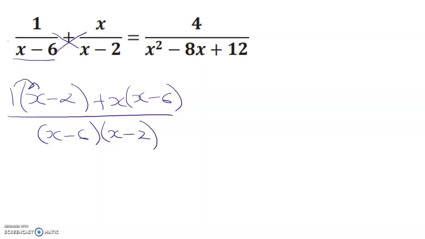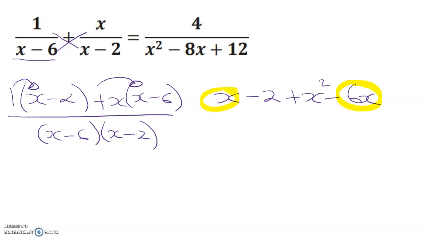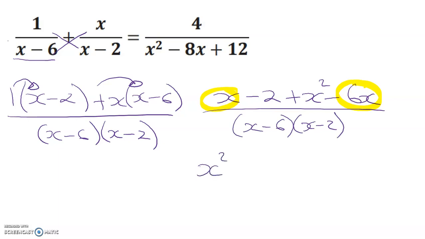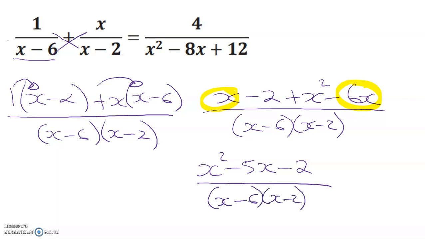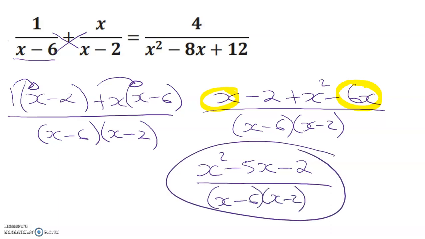So I'm going to expand the brackets and collect any like terms. So I end up with x minus 2 plus x squared minus 6x. I'm going to collect like terms here. And I'm going to write it in standard form, so in order, just to make it easier to factor if I need to. So I have x squared minus 5x minus 2 all over x minus 6, x minus 2, and that is the left-hand side of my equation.